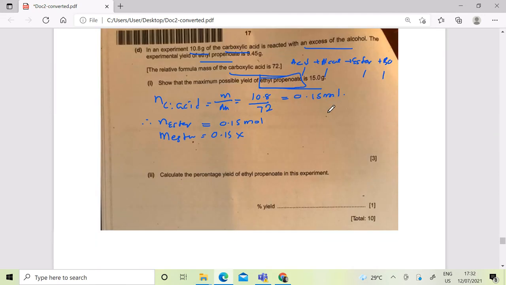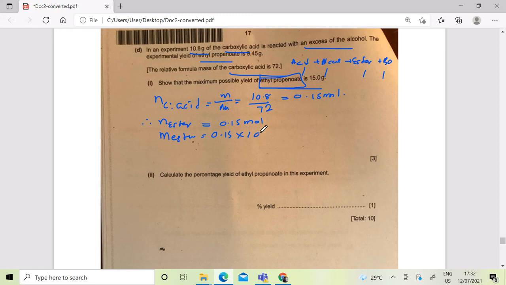In the calculation we required 100, and you will end up with theoretically 15 grams. That is what we need to prove here. First of all, find the carboxylic acid moles: mass over MR gives 0.15 moles. It is a 1:1 reaction, therefore ester moles are also the same. Mass of the ester is 0.15 times 100, 15.0 gram.